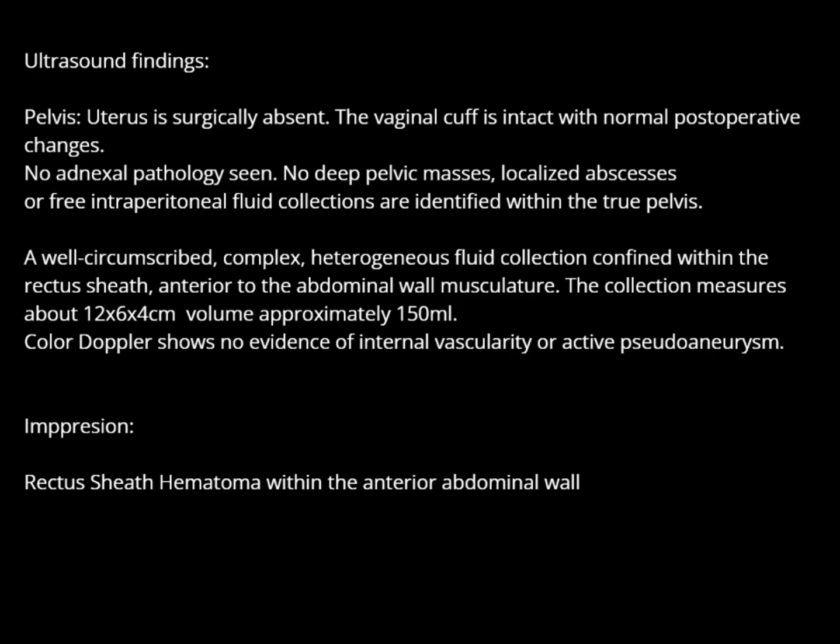A well-circumscribed, complex heterogeneous fluid collection confined within the rectus sheath, anterior to the abdominal wall musculature. The collection measures about 12 by 6 by 4 centimeters and the volume measures approximately 150 ml. Color Doppler shows no evidence of internal vascularity or active pseudoaneurysm. And for impression: rectus sheath hematoma within the anterior abdominal wall.